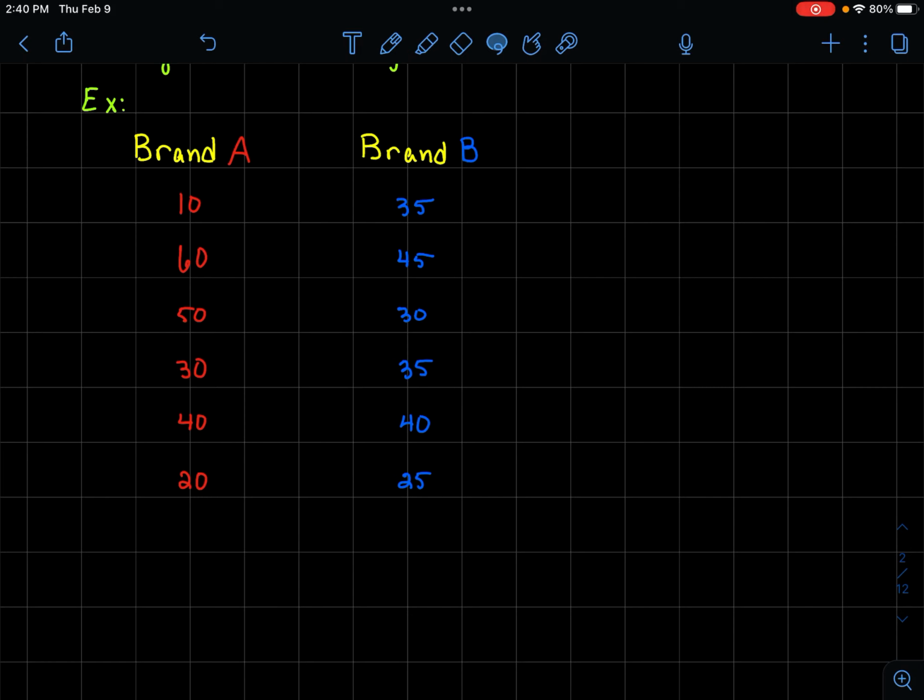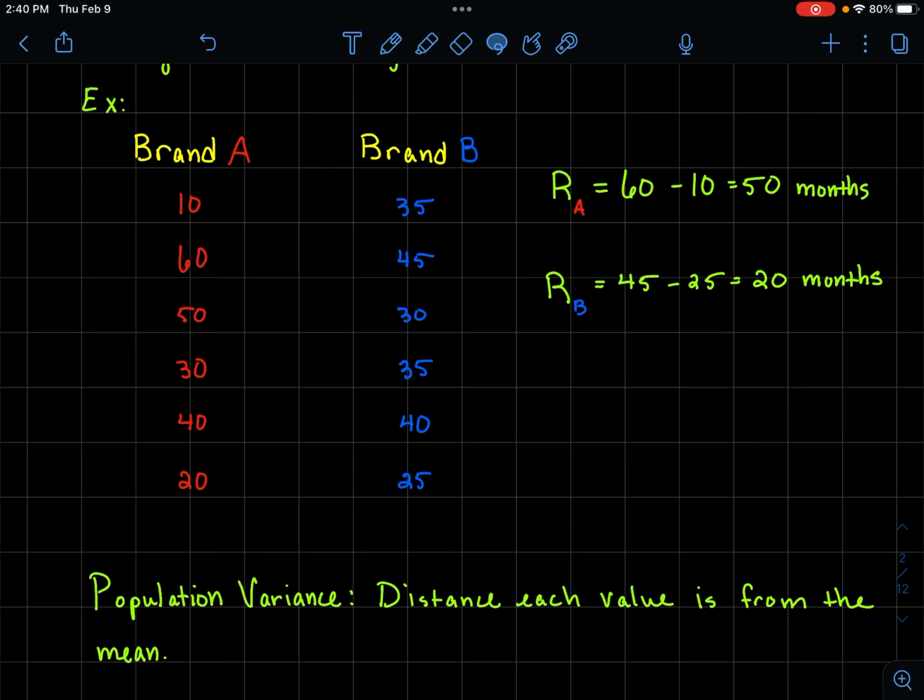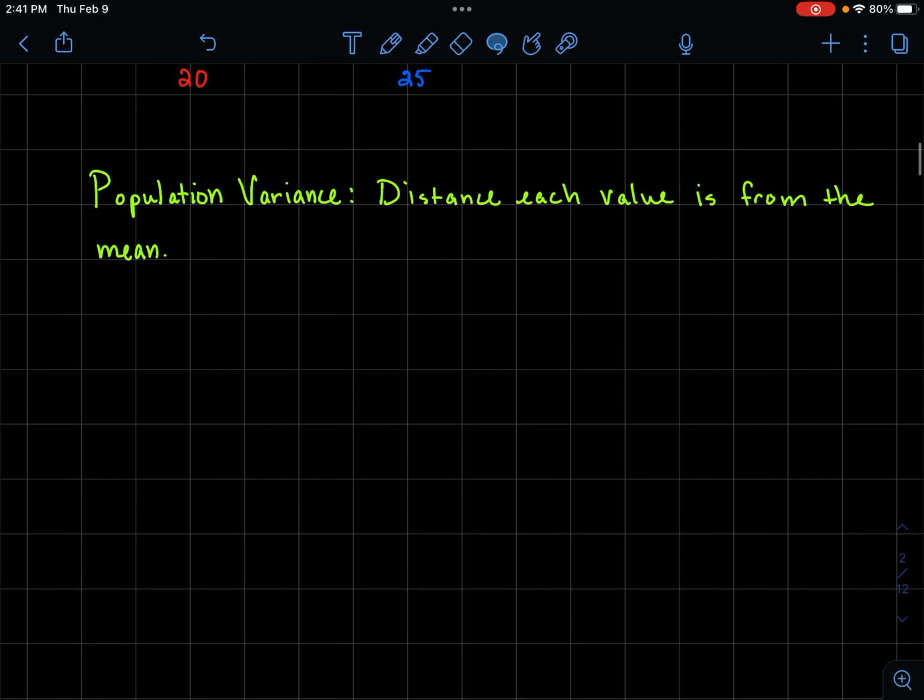Reminding ourselves of all the data from brand A and brand B, let's find the range for A. Brand A's highest value is 60 months, all the way down to 10 months, so that is a range of 50 months. That's a 50-month swing in their fading. Whereas for brand B, its highest value was 45 and its lowest value was 25, so it varied 20 months. So although they had the same average, brand B definitely had values much, much closer to the actual average.